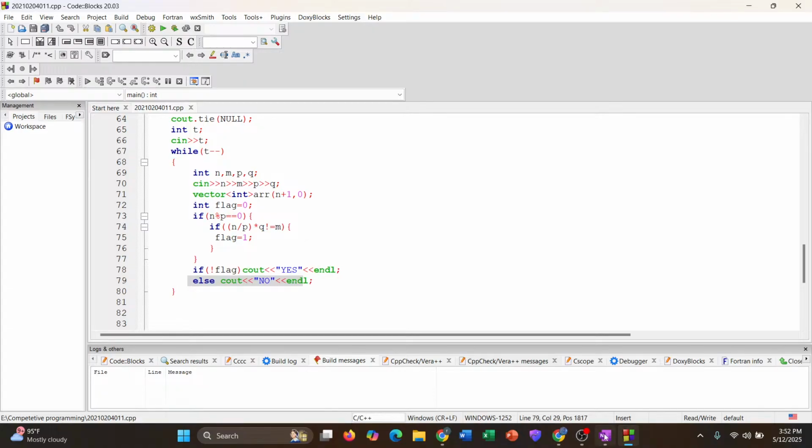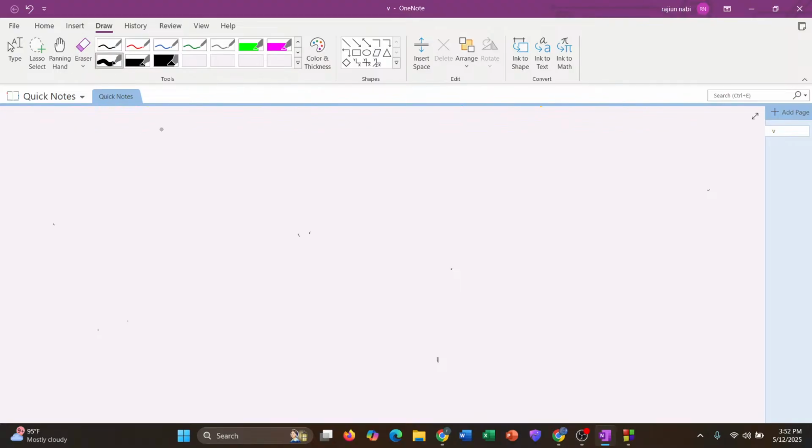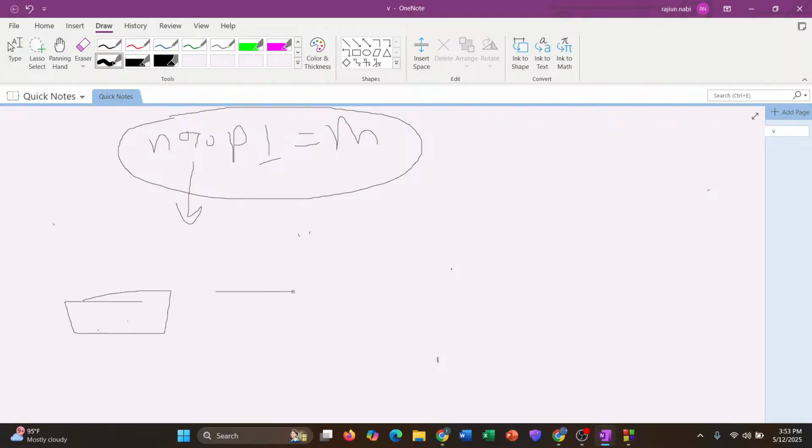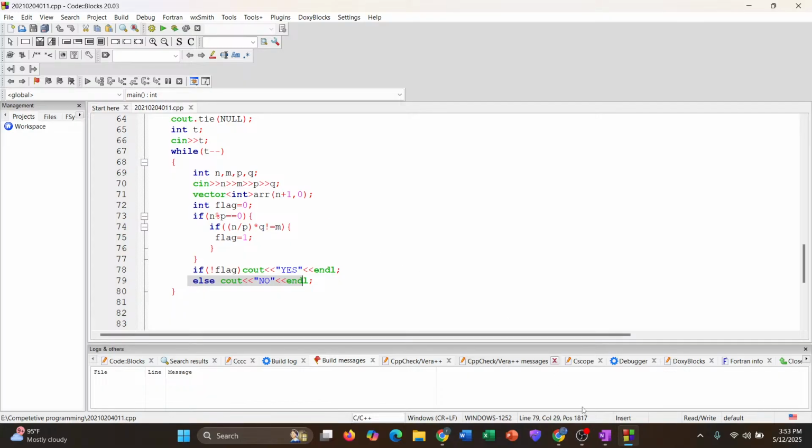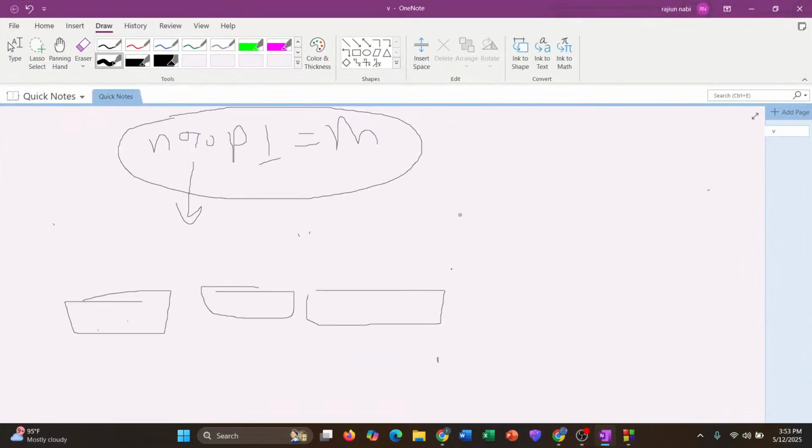Otherwise, for the second case, as I said to you guys, n percentage of p is not equal to 0, then the answer always exists, no matter what. How the answer will be divided into each p chunk, I have explained to you guys. So in this second case, the answer will always exist.